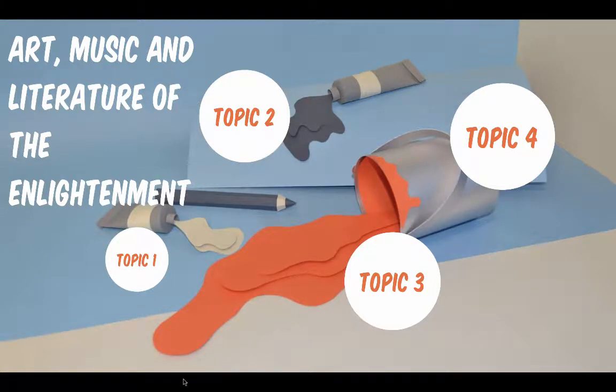Hello, everyone. So today we're going to continue our journey in AP European history here in the Enlightenment and talk about the art, music, and literature of this particular time period. Decent amount to do, so let's just dive right in.